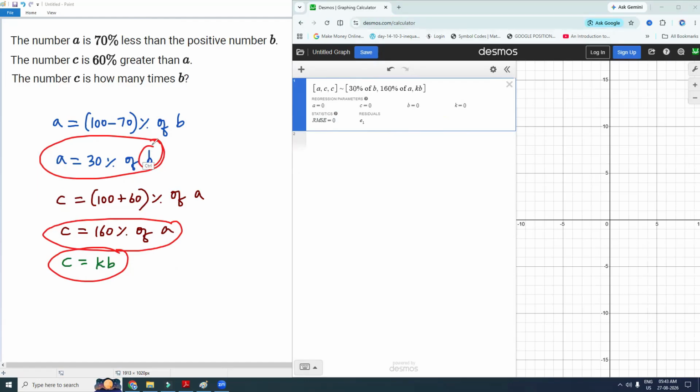Since this is a problem based on percentage, we can assume some value for the constant B. Now what we can do is assume the value of B as 100. Then this KB will become K times 100, or it can also be written as 100K. Now in Desmos, let's replace this B by 100, this KB by 100K. Let me do it. So I replace B by 100 and this KB by 100K. Here I got the value of K, that is 0.48. Already we have assumed C is K times of B, that is C is 0.48 times of B.